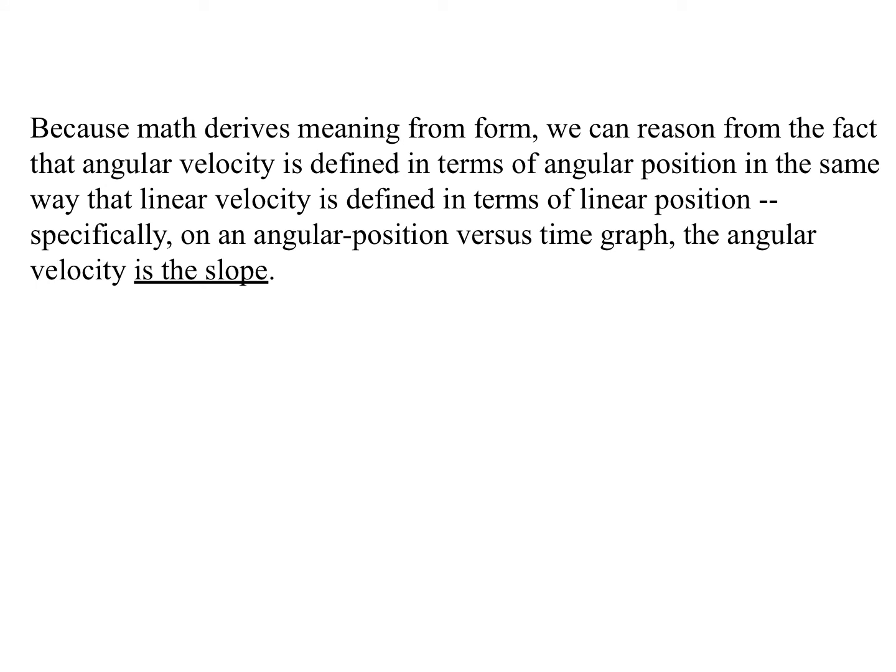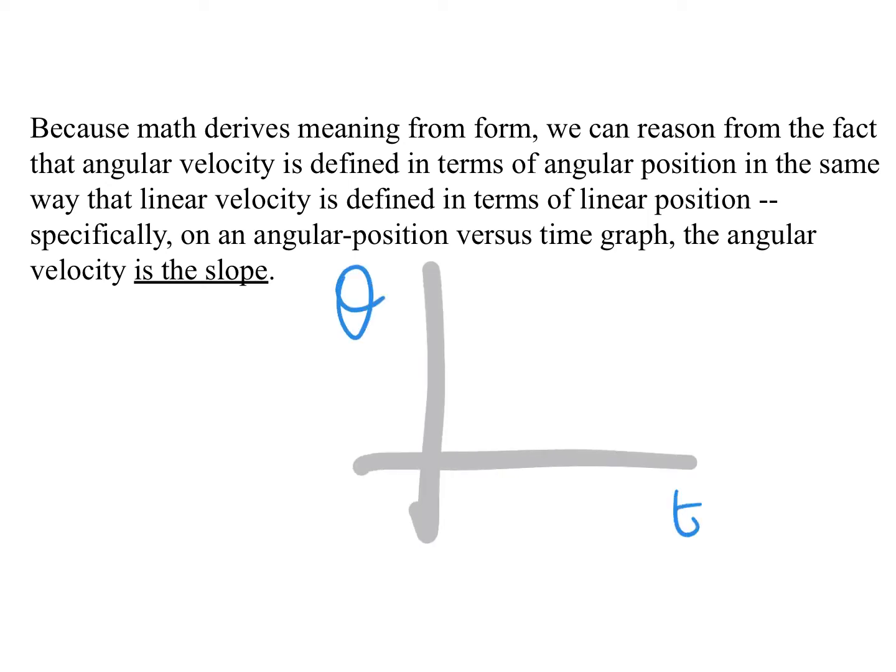Here's where this all pays off for us. Because math derives meaning from form, not from the intrinsic symbols, we can reason from the fact that angular velocity is defined in terms of angular position in the same way that linear velocity is defined in terms of linear position. Specifically, we can say on an angular position versus time graph, the angular velocity is the slope. If I have a graph of theta versus t, then this slope is omega. So the stuff we did way back in the fall about all the kinematics involving graph things or the equations we derived from the graph things, those will all still hold. We don't have to learn them again. We don't have to derive them again. We can just jump to using them analogously.